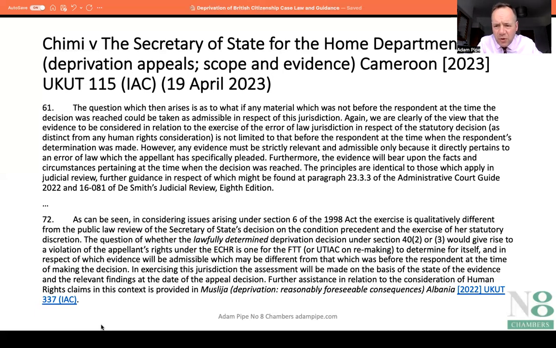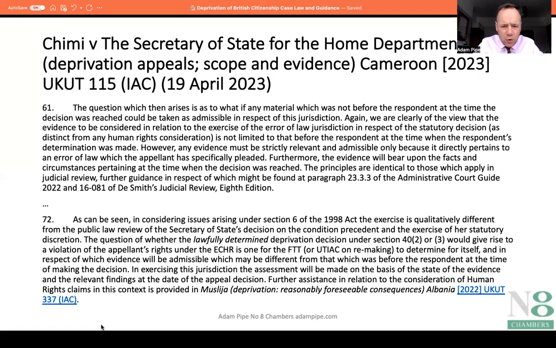Furthermore, the evidence will bear upon the facts and the circumstances pertaining at the time when the decision was reached, and they refer then to the administrative court guidance and De Smith's Judicial Review. In terms of Article 8, of course, things are wider. So paragraph 72, as can be seen, in considering issues arising under Section 6 of the 1998 Act, the exercise is qualitatively different from the public law review of the Secretary of State's decision on the condition precedent and the exercise of her statutory discretion.